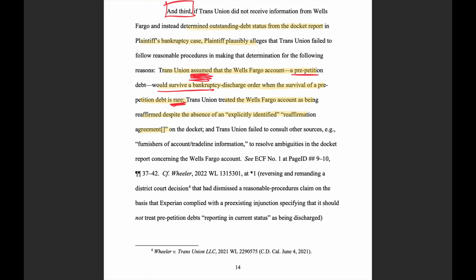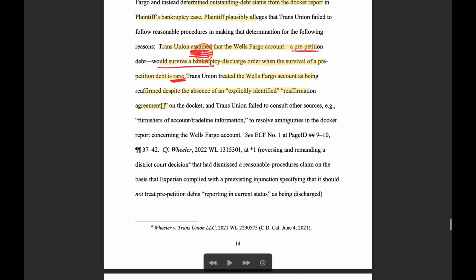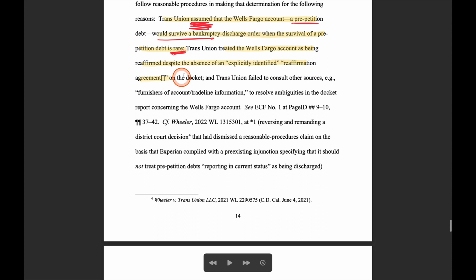So in a Chapter 7, almost always every debt, except certain things like student loans and other things like that, but all pre-petition debts can be assumed to be discharged. So TransUnion assumed that this pre-petition debt would survive a bankruptcy when that's rare. Treated the Wells Fargo account as being reaffirmed.